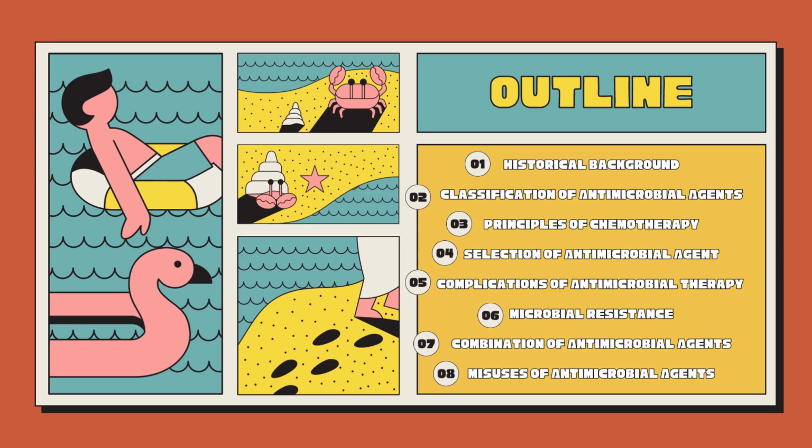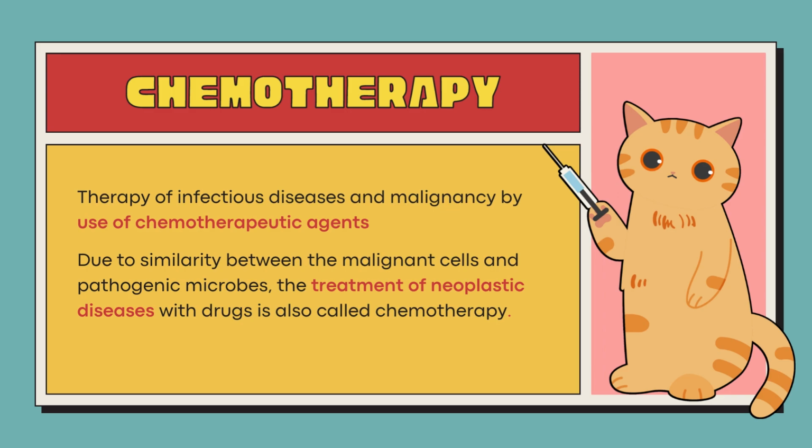So, our outline in this discussion: we are going to talk about a brief historical background about chemotherapy, classification of different antimicrobial agents, principles of chemotherapy, selection of antimicrobial agent, complications of antimicrobial therapy, microbial resistance, combination of antimicrobial agents, and misuses of antimicrobial agents. So, first, we define chemotherapy.